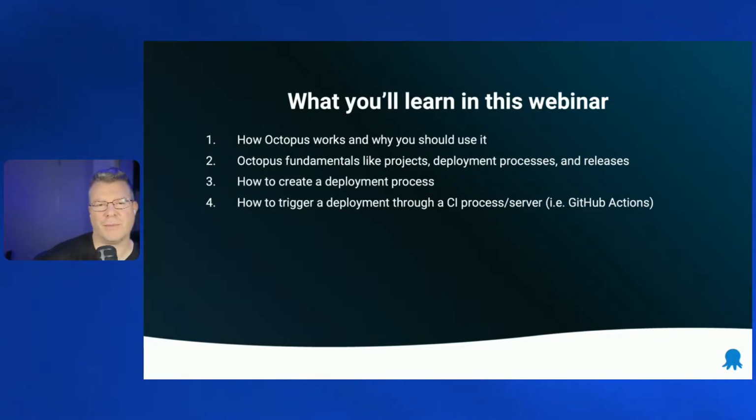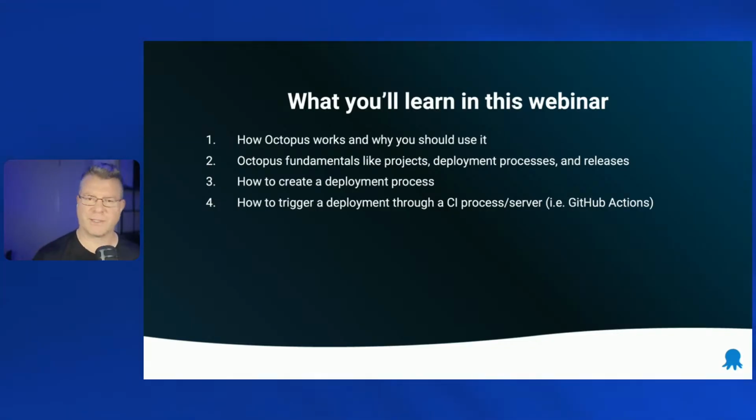Then we're going to talk a little bit about how to create a deployment process. We'll talk about how to create a deployment process from scratch, and we'll take a look at some examples of deployment processes that are used live today, and we'll give you a sense of how these things work. And then finally, we'll talk a little bit about how you integrate Octopus Deploy as part of your pipeline.